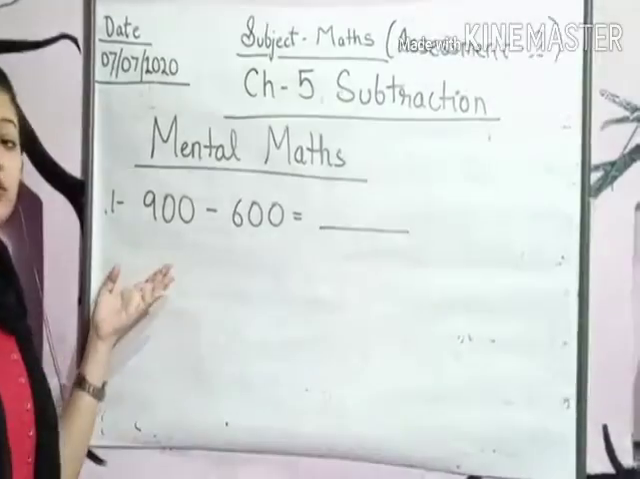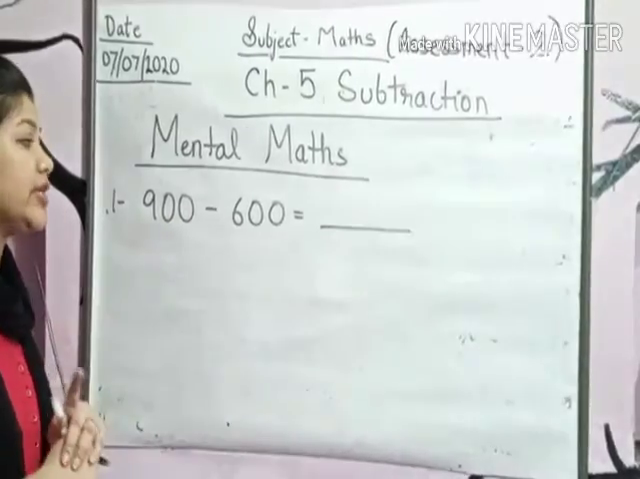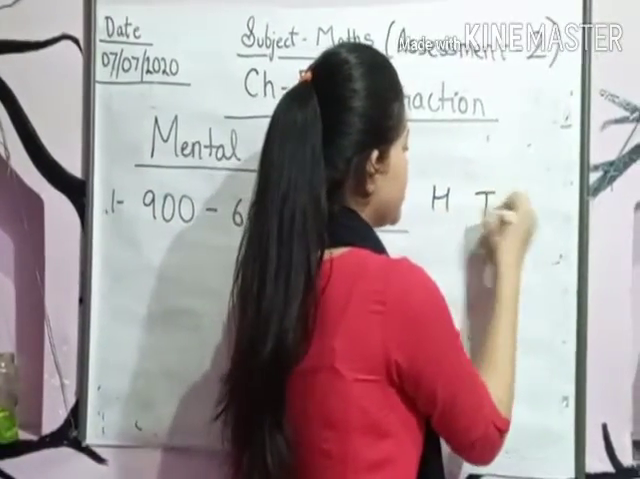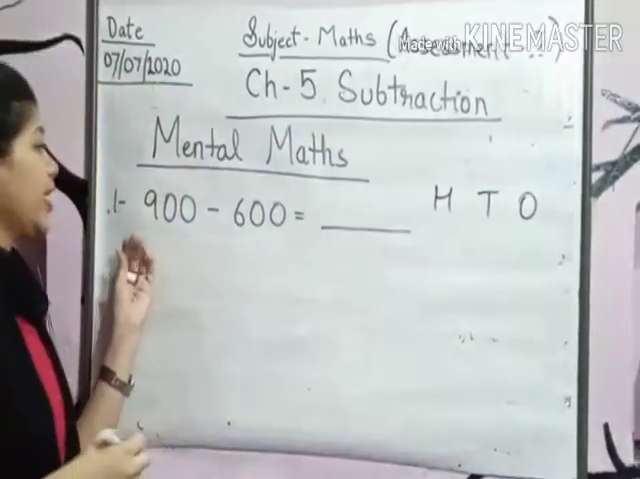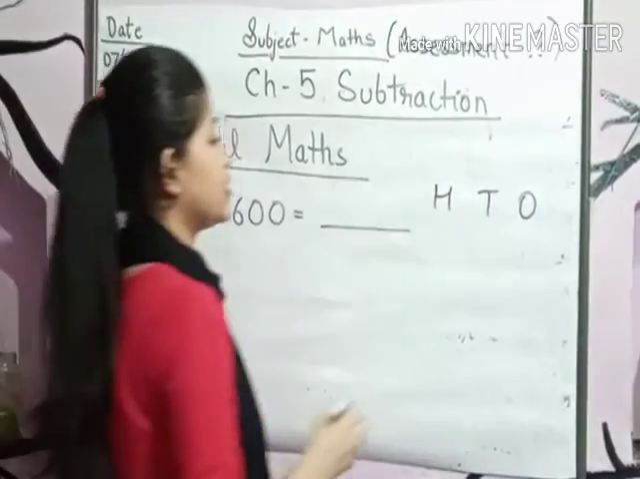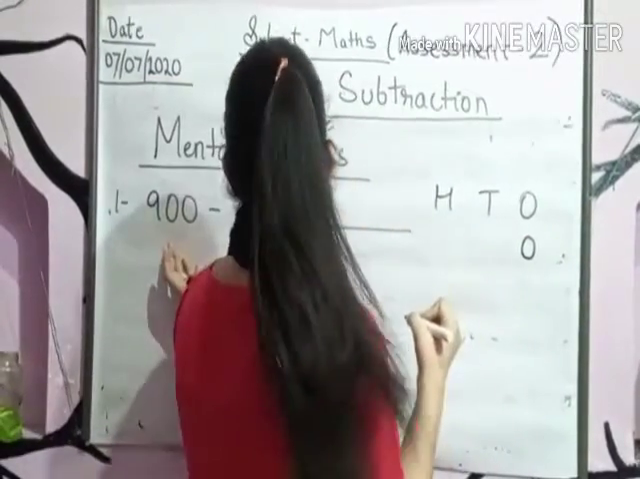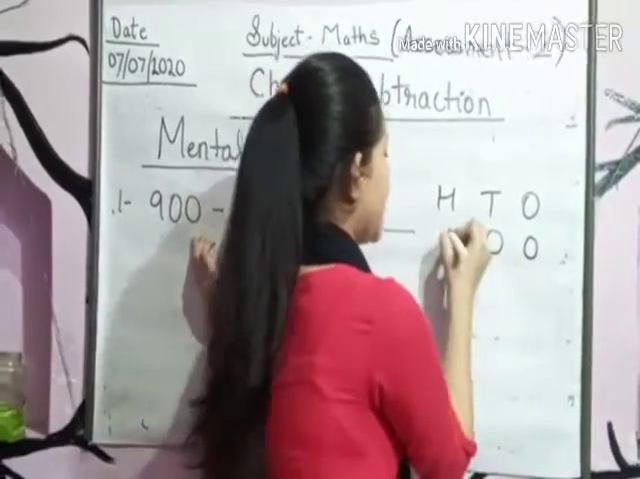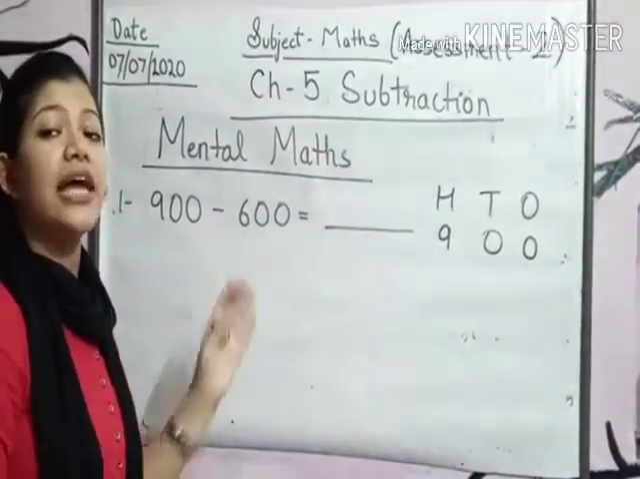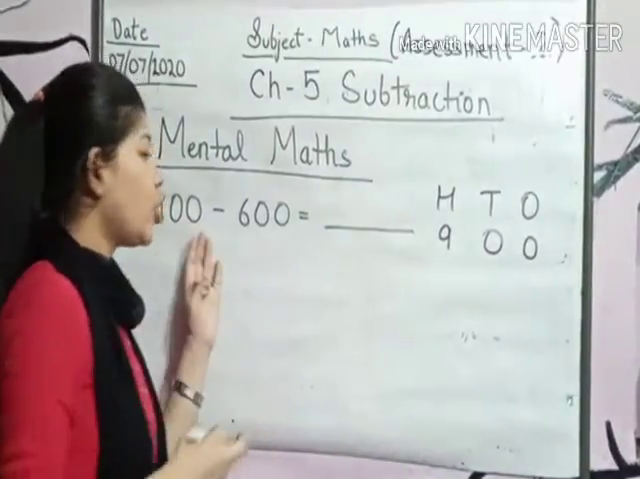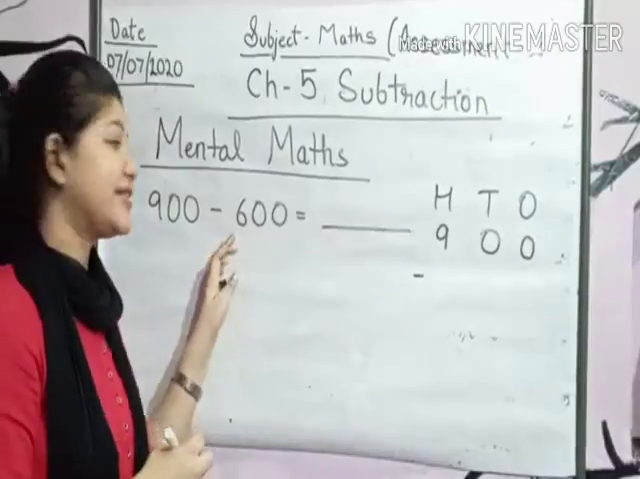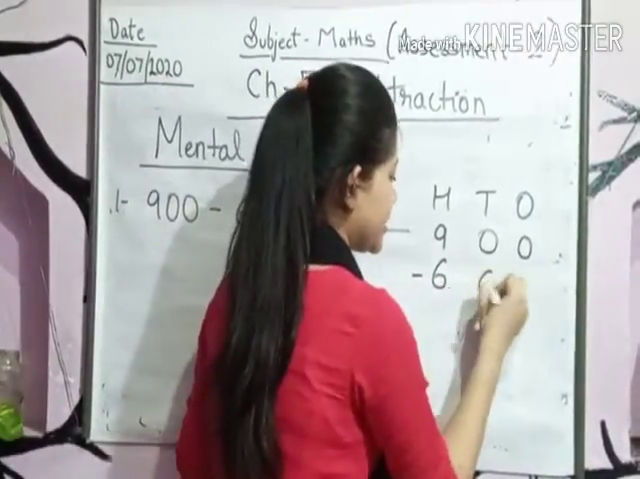Let's subtract. Students, for subtracting, what will we do? Our first step is to arrange the numbers under the columns of hundreds, tens and ones. First we will write the minuend, that is 900. We place the 0 at the ones place, another 0 at the tens place and 9 at the hundreds place. Now the next number, the subtrahend. As we are doing subtraction, we put the subtraction sign, that is minus. Now we write 600.